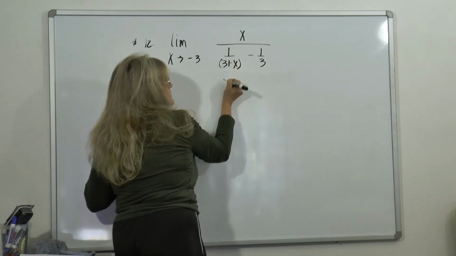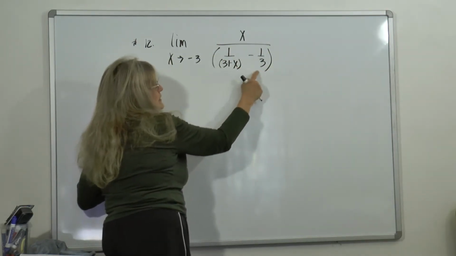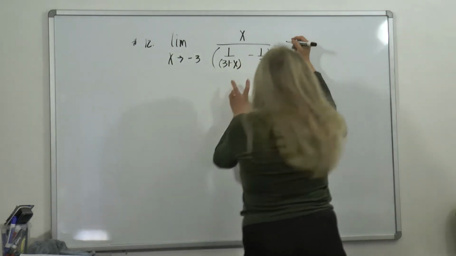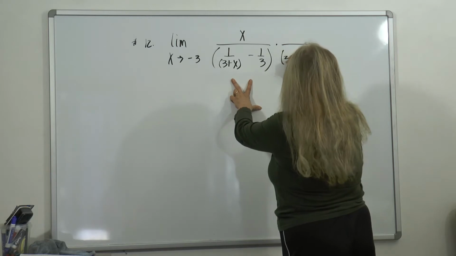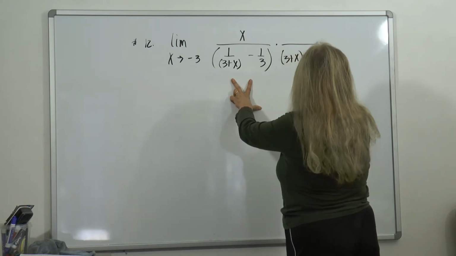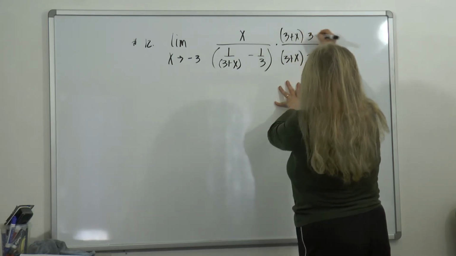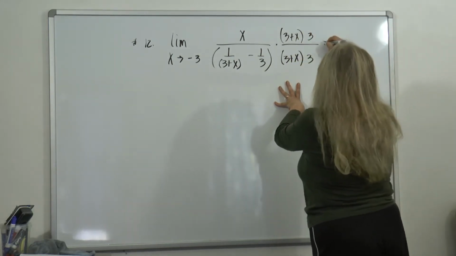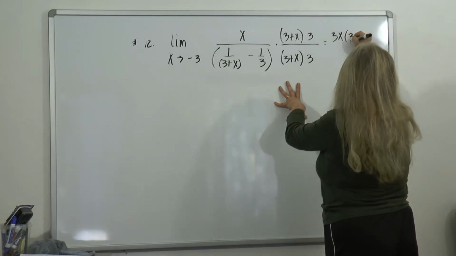Parentheses on your little binomial, parentheses on your larger binomial. I want to get rid of these two little denominators, so I have to multiply by 3 plus x and 3. Top and bottom have to be identical. Okay? So in the top, I'm going to just bring the 3 out front. So 3x, 3 plus x.